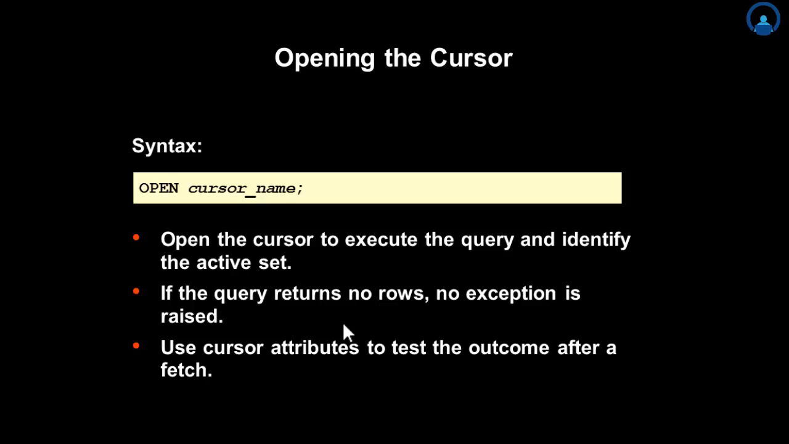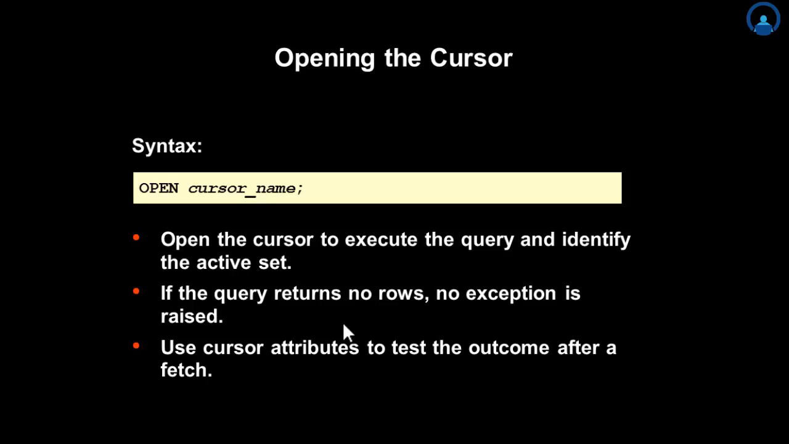Number 2, parses the SELECT statement. Number 3, binds the input variables, sets the value for the input variables by obtaining their memory addresses. Number 4, identifies the active set, the set of rows that satisfy the search criteria. Rows in the active set are not retrieved into variables when the OPEN statement is executed. Rather, the FETCH statement retrieves the rows. Number 5, positions the pointer just before the first row in the active set.